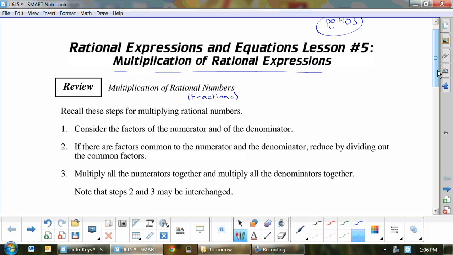So step one, they say consider the factors of the numerator and the denominator. So our step one is factor. This is study sheet stuff.